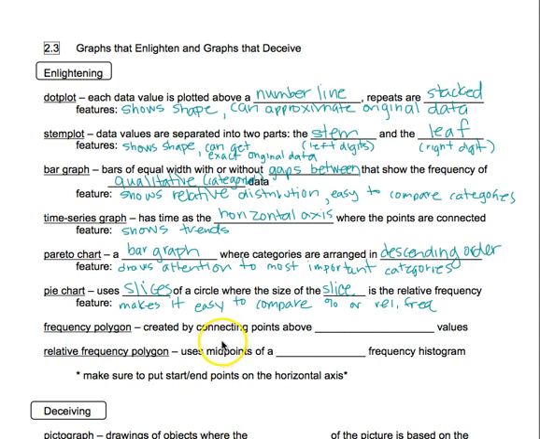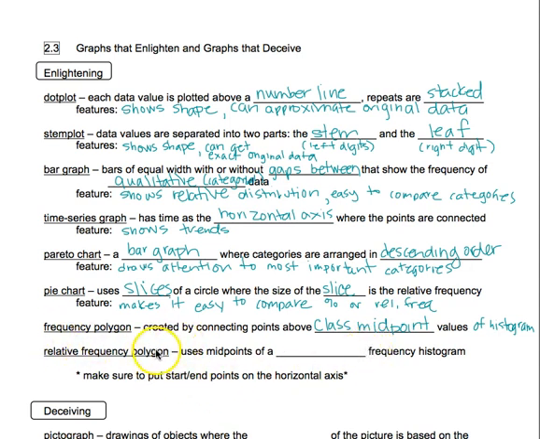A frequency polygon is created by connecting the points that are above the class midpoint values of a histogram. So again, all those definitions that we talked about in section 2.1, where we defined class width, class midpoint, class boundaries, I hope you can see how important it is to know those definitions because they get used for other things.